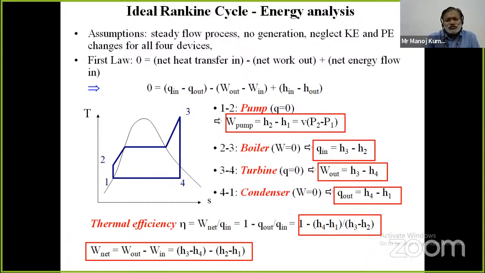So W net upon Q in, or 1 minus Q out upon Q in, is the efficiency. This efficiency can be written in terms of enthalpy. So 1 minus, what is Q out? H4 minus H1 upon H3 minus H2. If you are neglecting pump work, then H2 will be equal to H1, so you can use H1 instead of H2. Since we can calculate the enthalpy at each corner with the help of the steam table, we will find the thermal efficiency of the cycle.